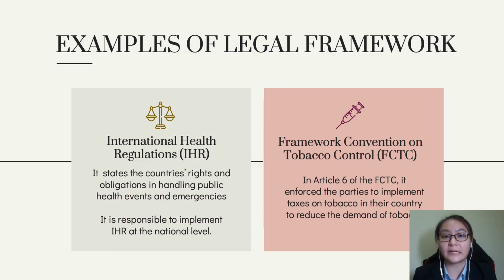The examples of the legal framework enforced by WHO are the International Health Regulations (IHR) and the Framework Convention on Tobacco Control (FCTC). The IHR states the country's rights and obligations in handling public health events and emergencies, and it is also the responsibility of the states to implement the IHR at the national level. While the FCTC requires the parties to implement taxes on tobacco in their country to reduce the demand for tobacco, according to Article 6 of the FCTC.